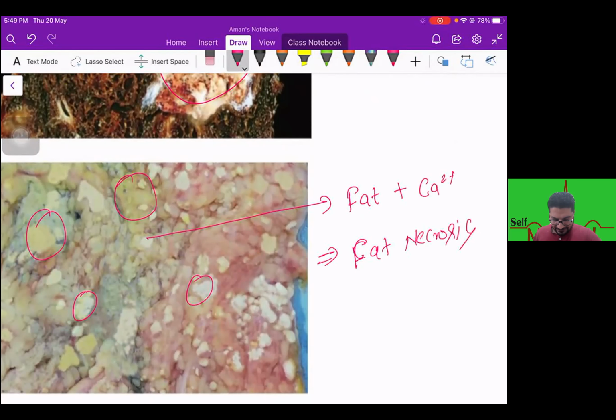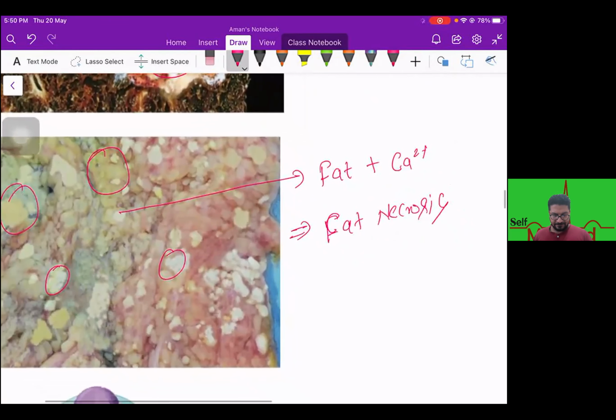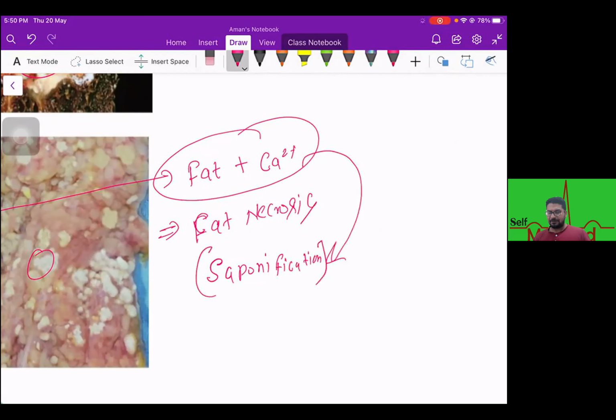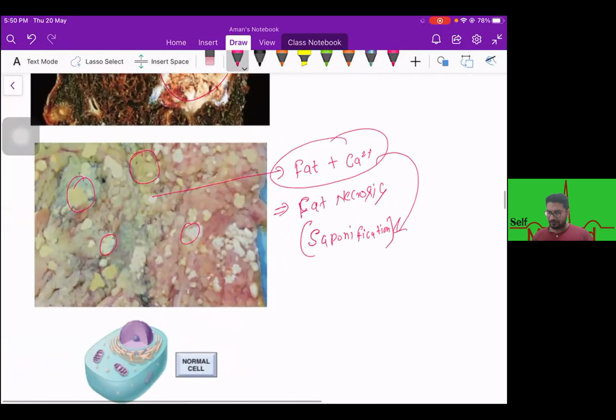In this fat necrosis, understand this: you will see a calcium soap formation. This process is called saponification. When fat combines with calcium, we call this saponification.